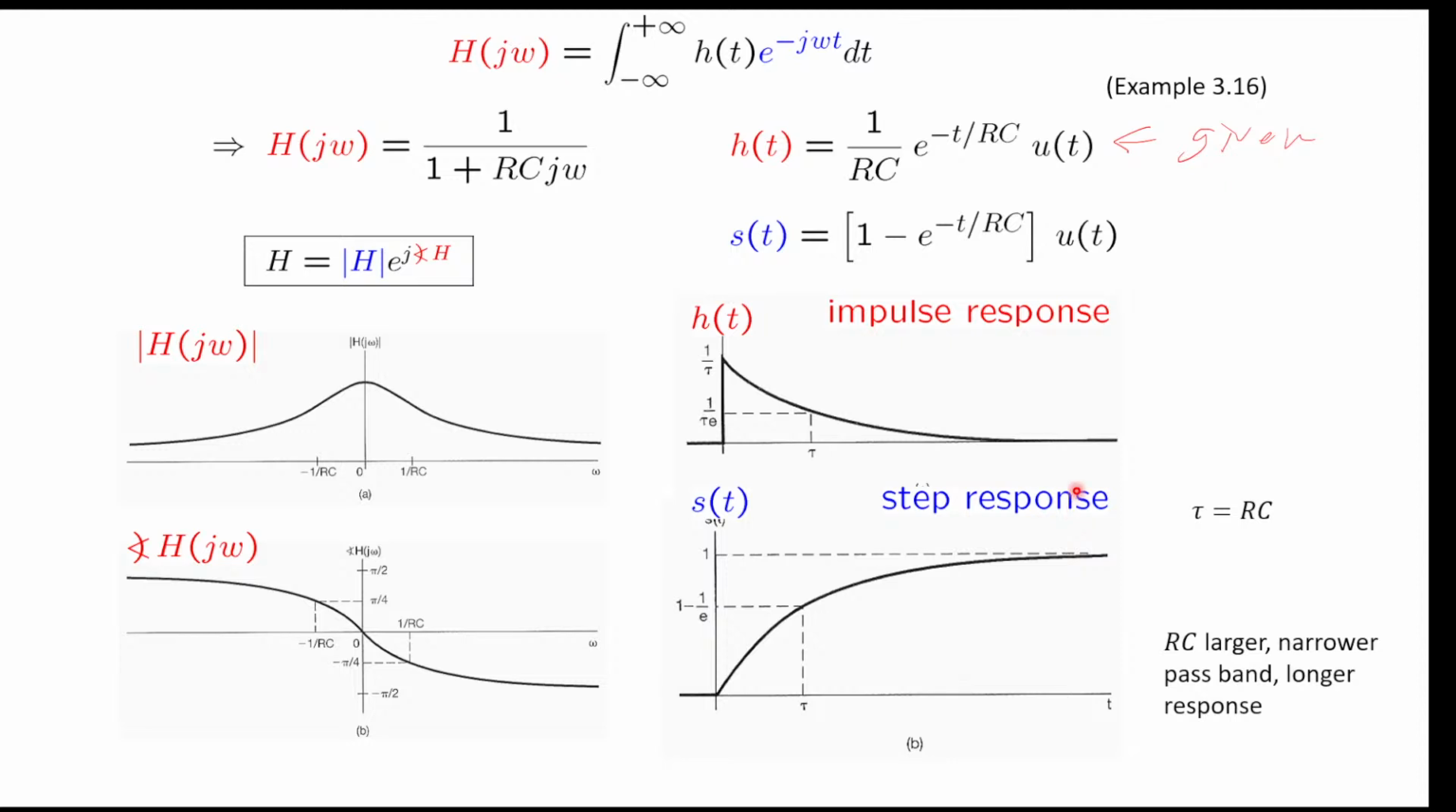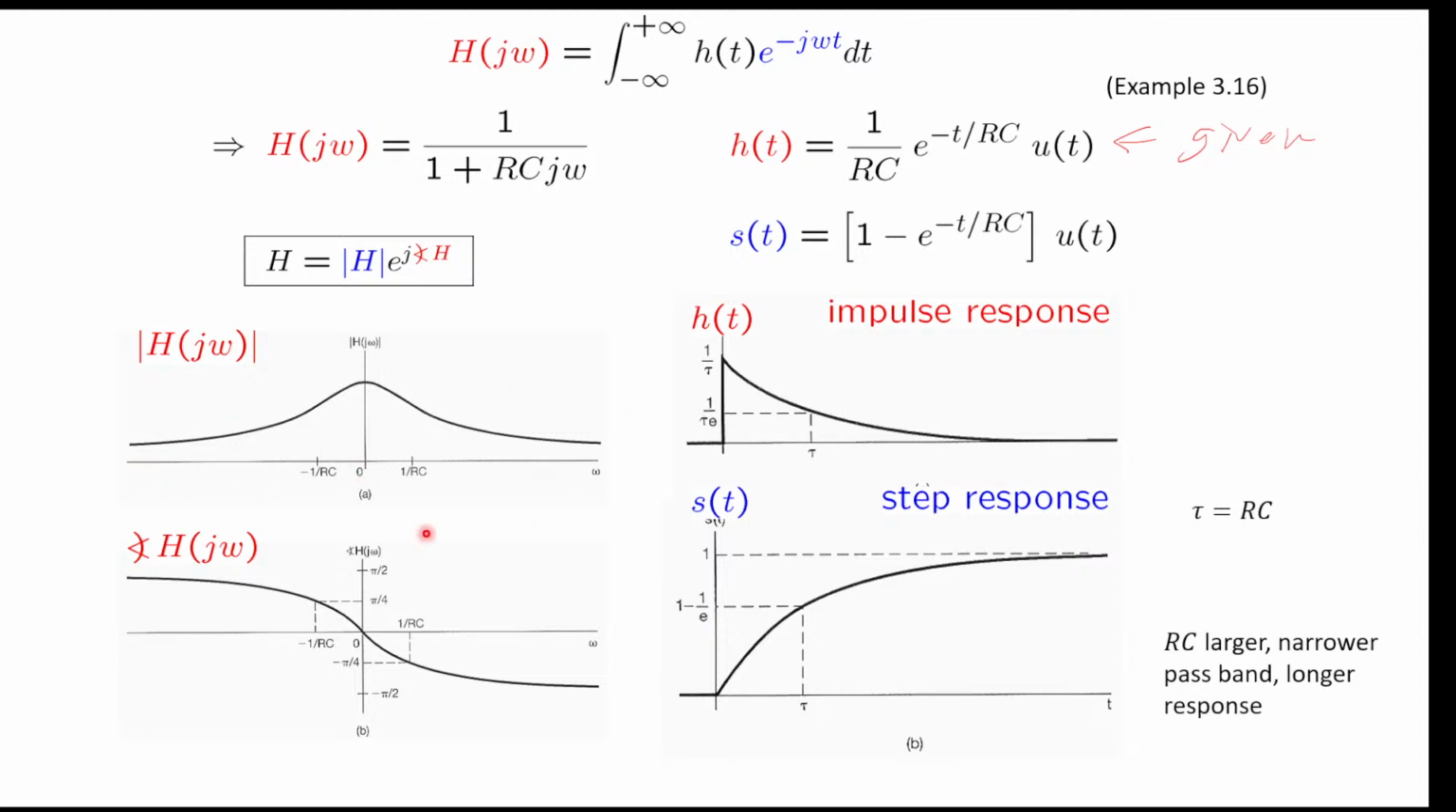Okay, and we see that we can tune the parameter in our low-pass filter by changing our RC. So we have this tau equal to RC here. We see that when RC gets larger, this function will start decaying faster in frequency. So you have a narrower pass band, but that will also give us a longer response time, because this thing is RC here.